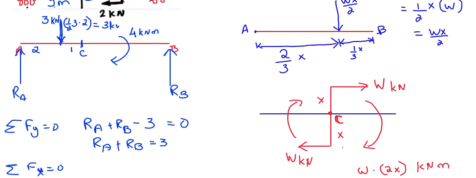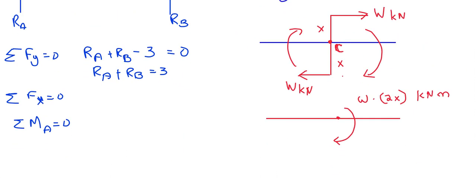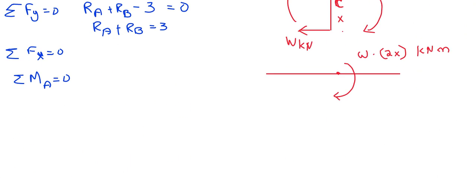So now you see, consider the moment. RA does not have a moment. 3 kilonewton has a moment. The uniformly varying load acts at a 2 by 3 distance from A, the smallest one. 2 by 3 of 3 is 2. So 3 kilonewton is making a clockwise rotation like this, with respect to A. This is our A. So negative 3 kilonewton times the distance 2 from A.